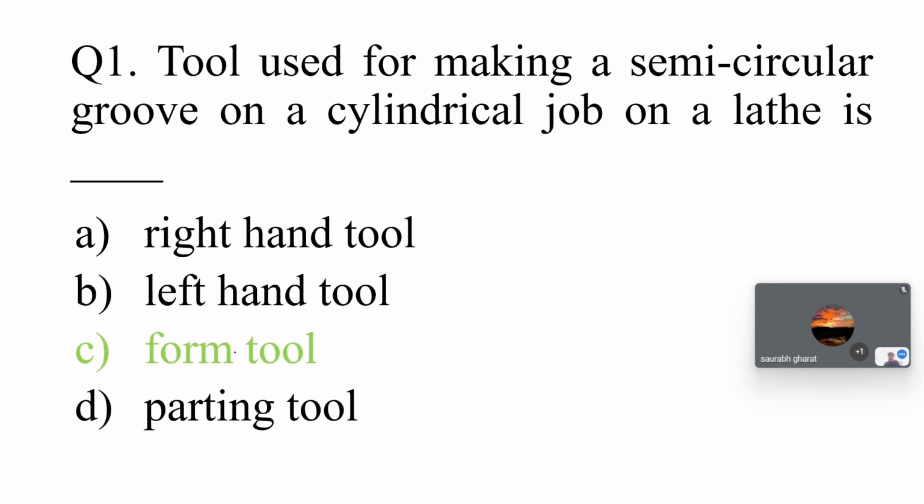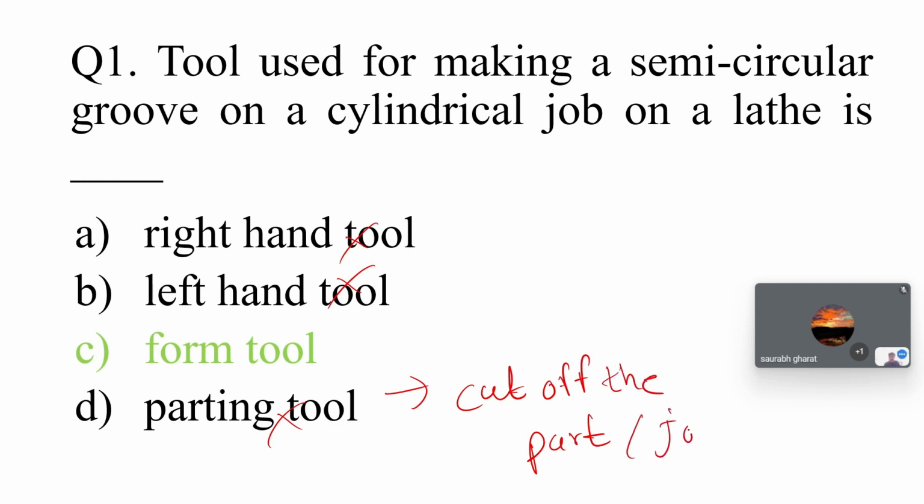The first question: the tool used for making a semicircular groove on a cylindrical job on a lathe is. So the right hand tool and left hand tool are wrong, and the parting tool is used to cut off the part, or simply the job. Okay, so only form 2 is the correct answer. To produce a semicircular groove on a cylindrical job, form 2 is the only correct answer.